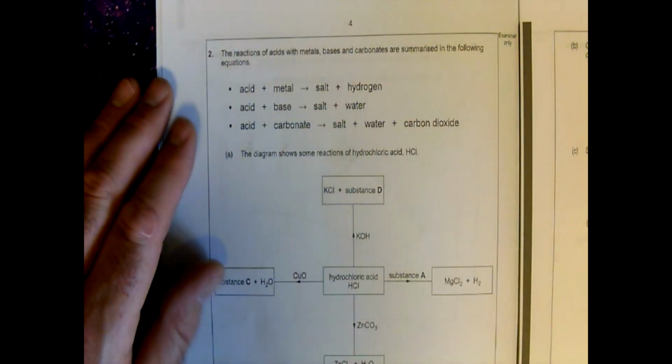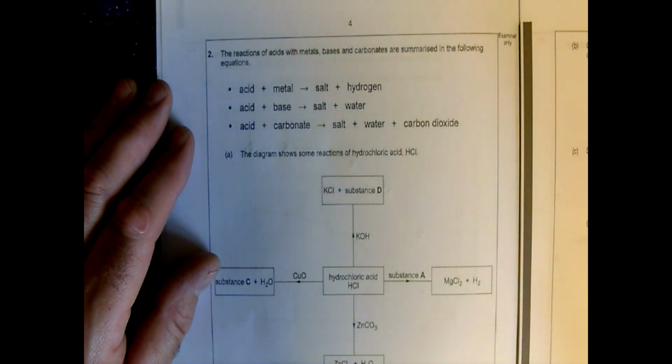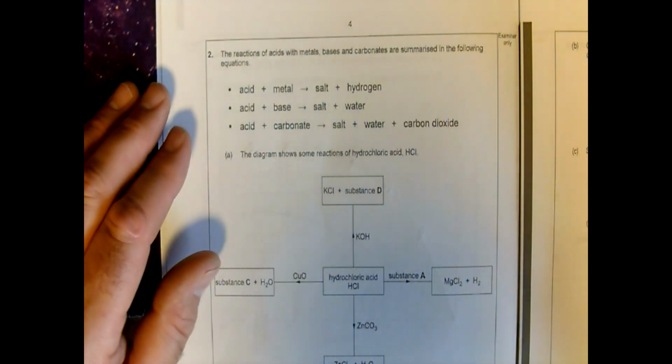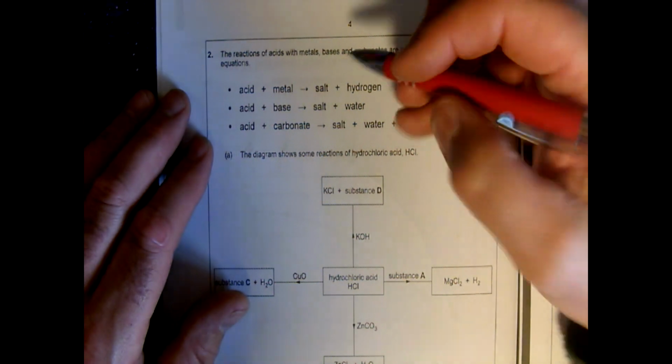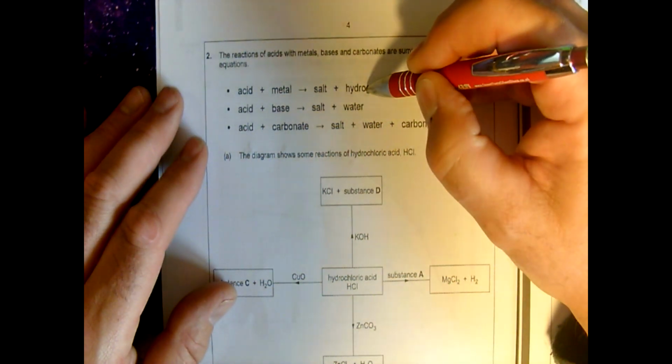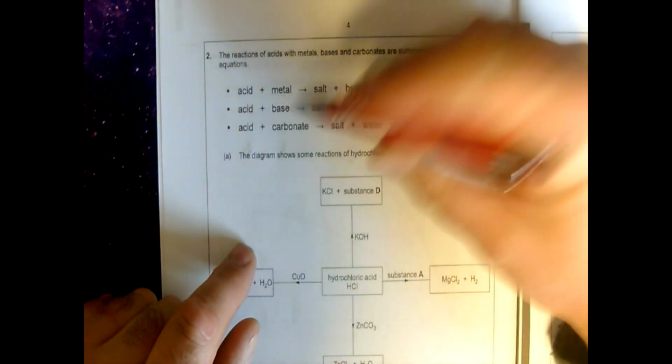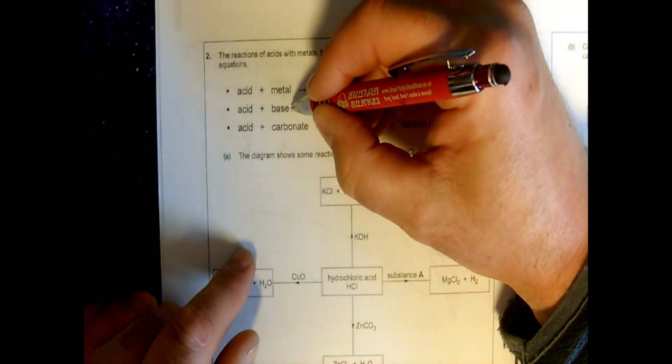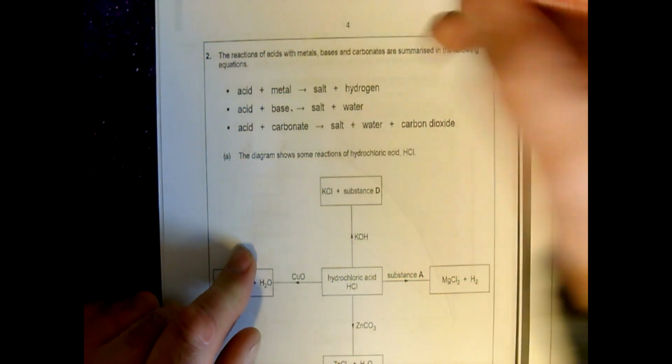Okay, so this next question is taken from the acids and alkalis section of your syllabus, and it's a classic sort of question, a reaction scheme, but we're given a bit of extra information here. The reactions of acids with metals, bases and carbonates are summarised in the following equations.